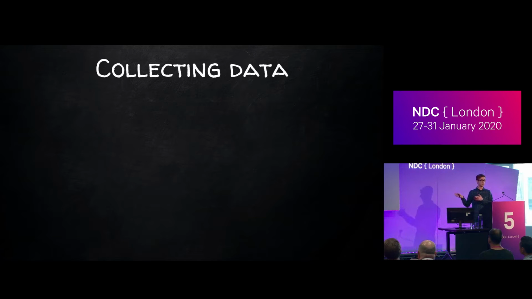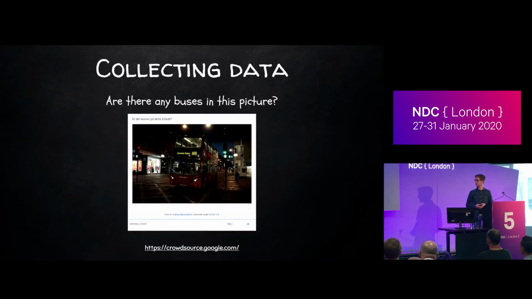Also, if we think back to the problem we had earlier of finding what is on a specific picture, we used the Google Cloud API and it worked, but where did Google get their data? Well, for example, if you go to crowdsource.google.com, you can actually help Google in identifying what is on pictures. I did that just to give it a try.